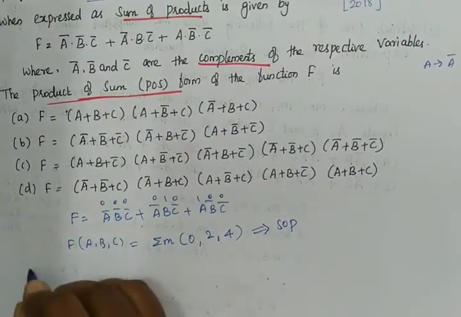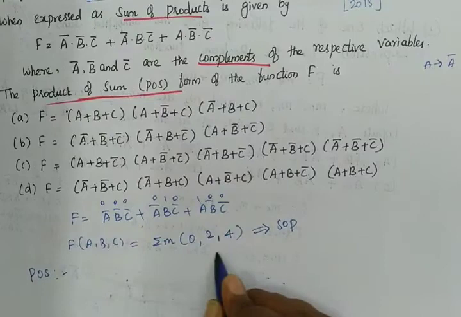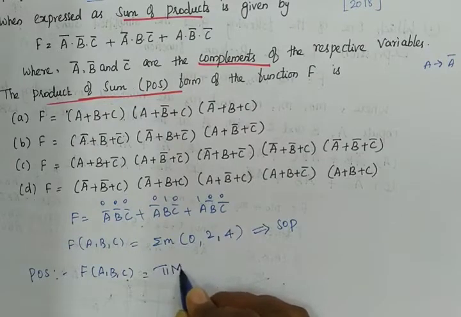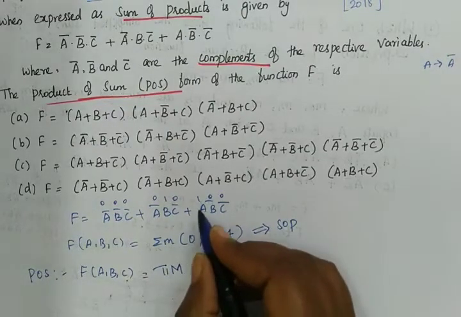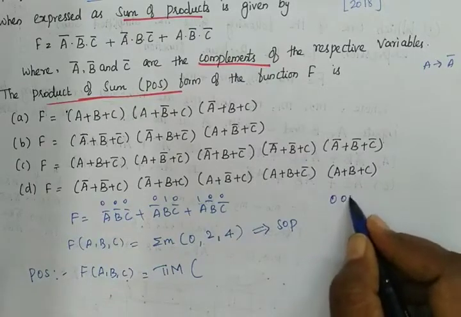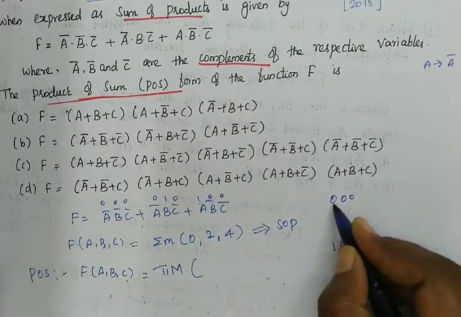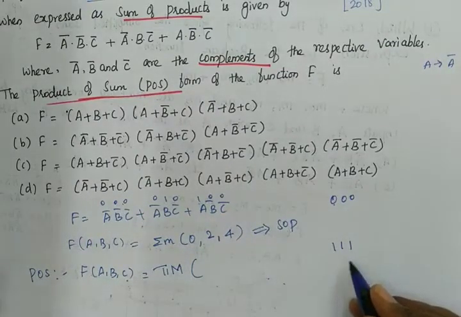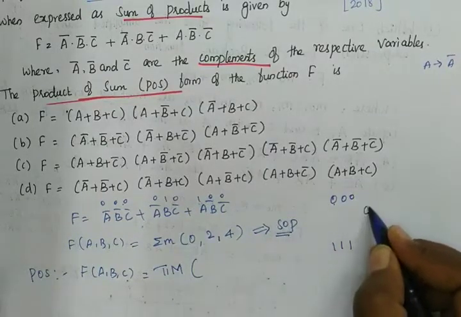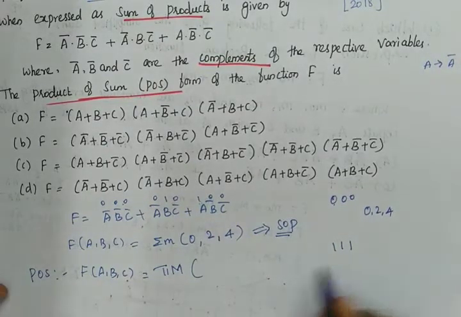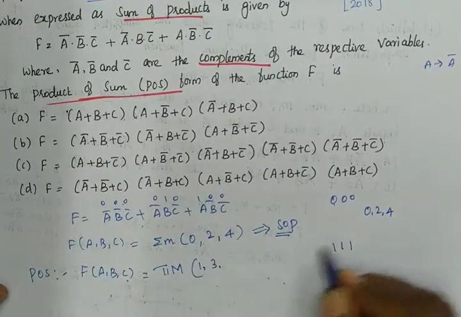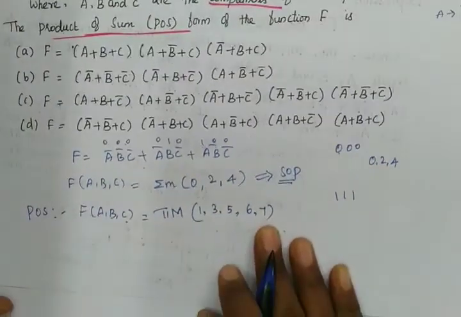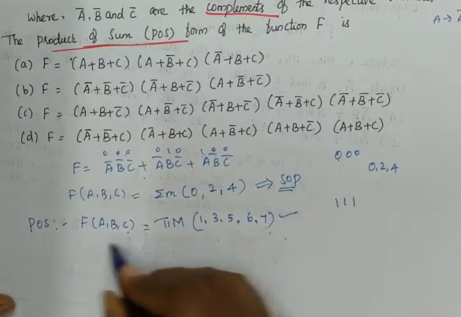Now what is POS? If it is POS, there are missing terms here. That is f of ABC, which is equal to pi capital M. So what are the numbers missing here? Since it is 3 bits, the numbers start from 0 0 0 and go to 1 1 1, and the numbers present in SOP are 0, 2, 4. Now what are the numbers missing here? 1, then 3, 5, 6, 7. So these are the terms missing here. So this is the required term for this POS.